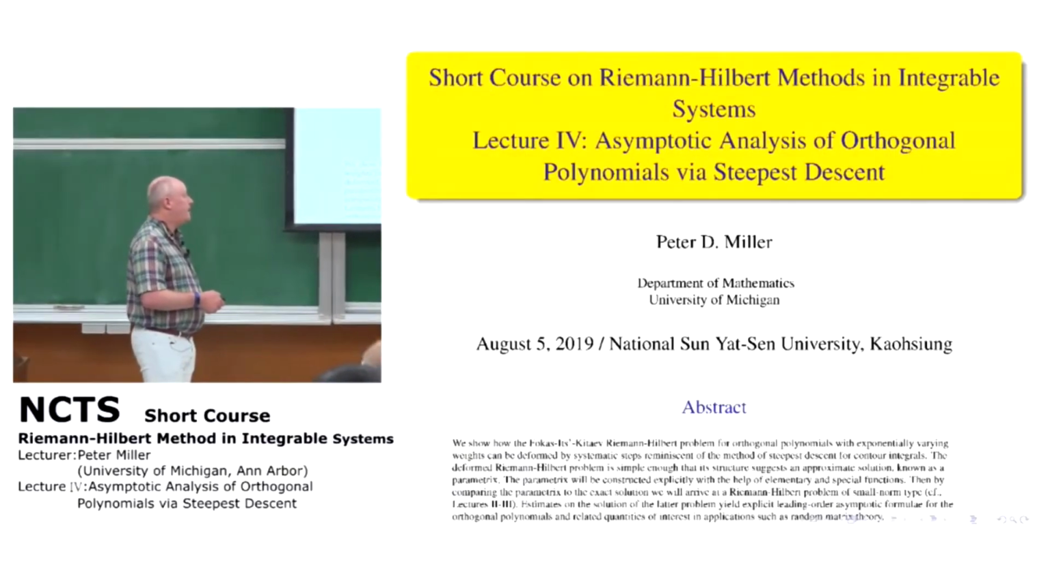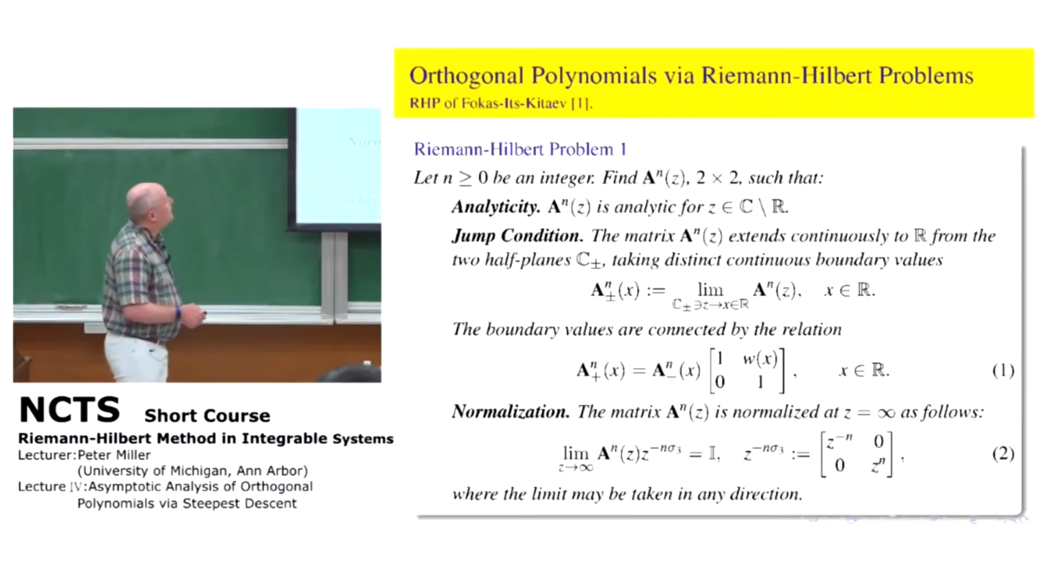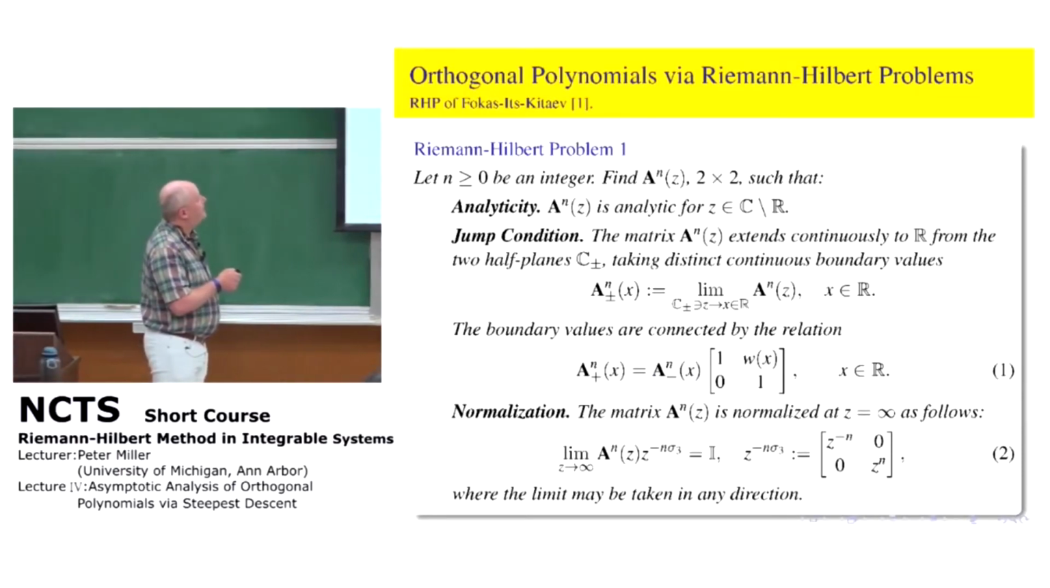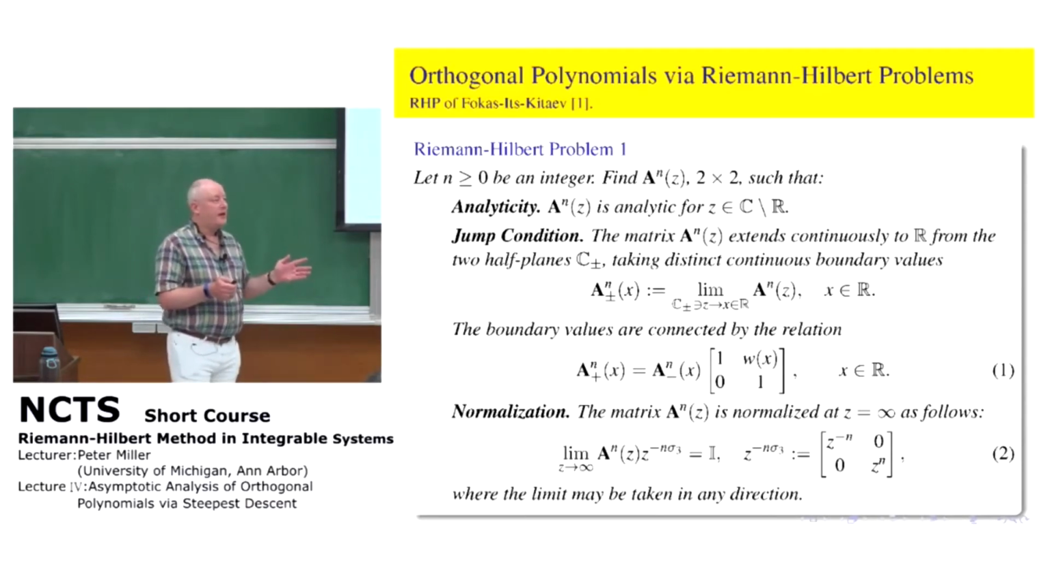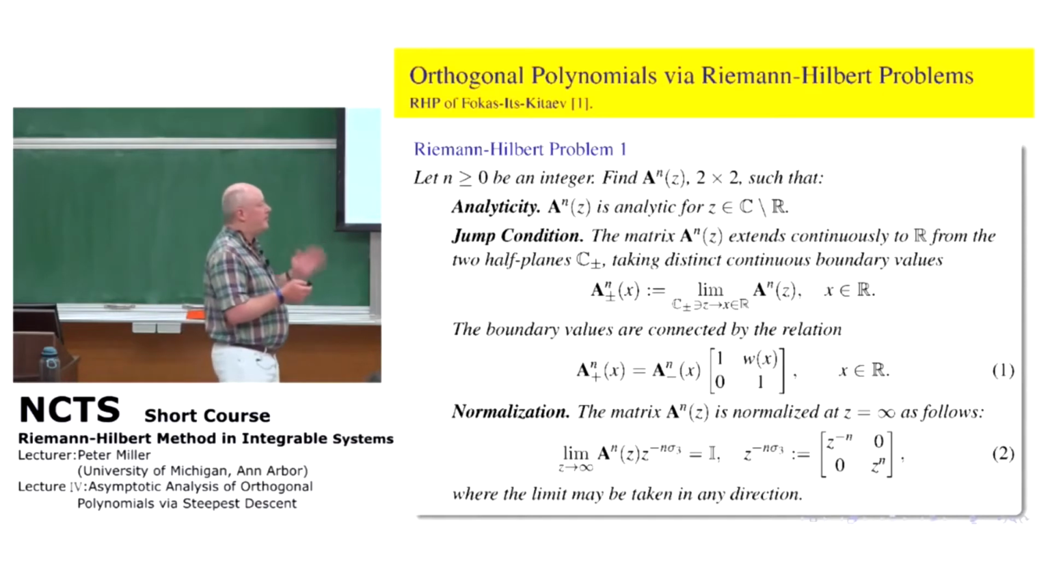The Riemann-Hilbert problem that's behind orthogonal polynomials. So let's just remember what that problem is. This is the problem that was found by Fokas, Its, and Kitaev. They were studying some interesting problem in quantum gravity, and somehow this Riemann-Hilbert problem appears in the middle of their paper in some way that turns out to have a much more far-reaching implication, I think, than they thought when they wrote the paper.